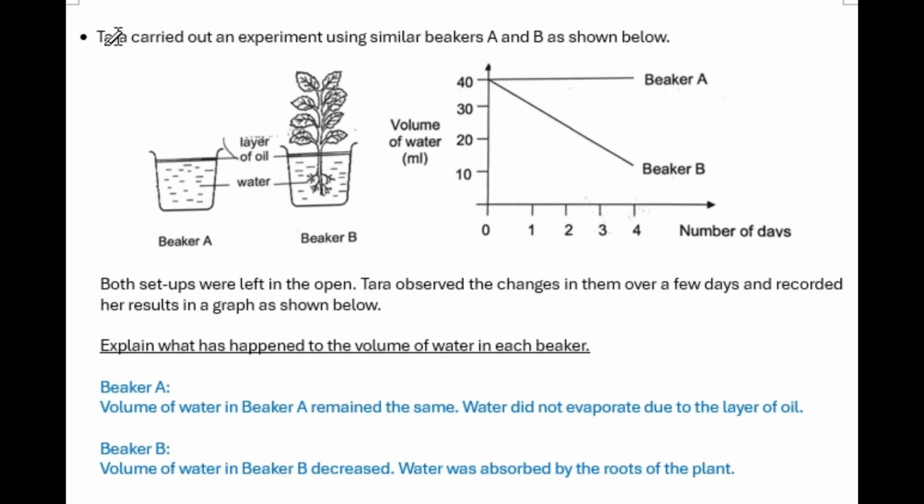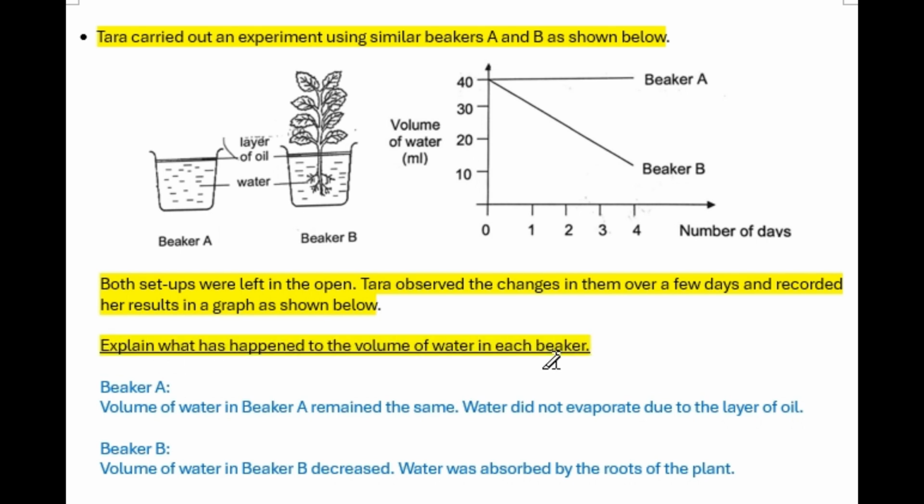Tara carried out an experiment using similar beakers A and B as shown below. Both setups were left in the open. Tara observed the changes in them over a few days and recorded her results in a graph as shown below. Explain what has happened to the volume of water in each beaker.